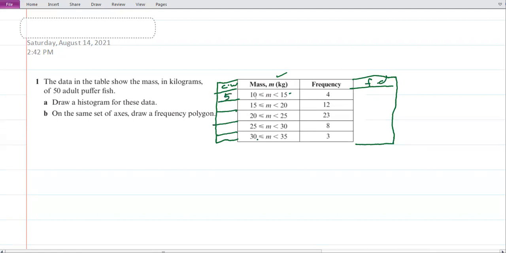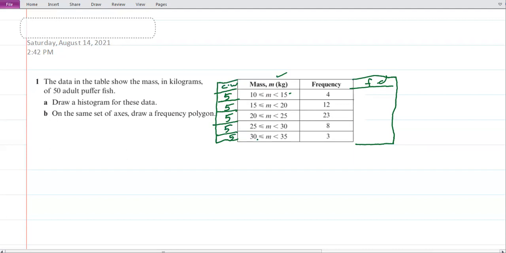It means class width for this one is 5. For this one is also 5. Class width for this one is also 5. Class width for this one is 5. And class width for this one is also 5. It means in this case, the width of each bar will be the same because the class width for each class is the same. The size of each class is the same, 5.